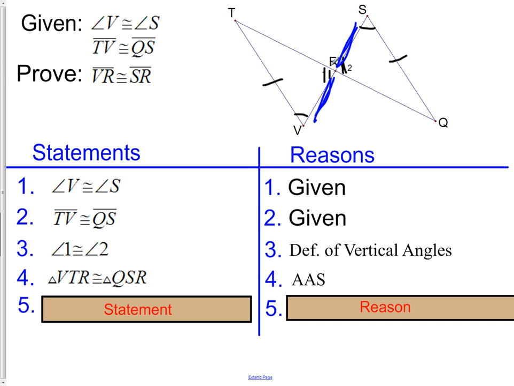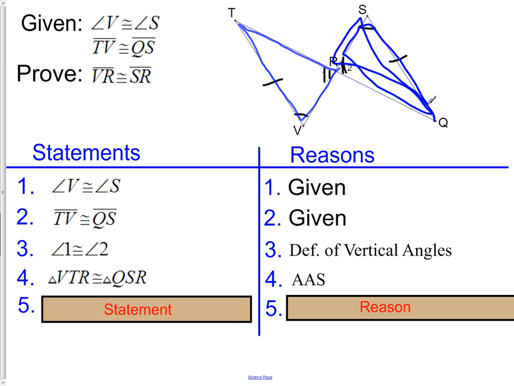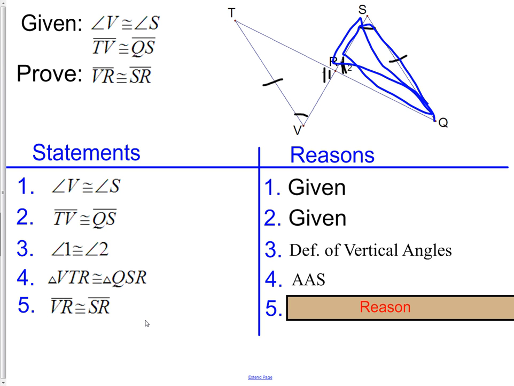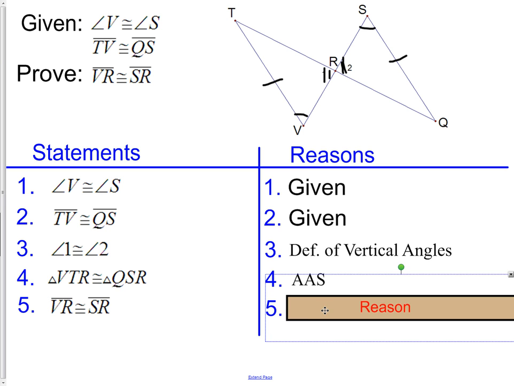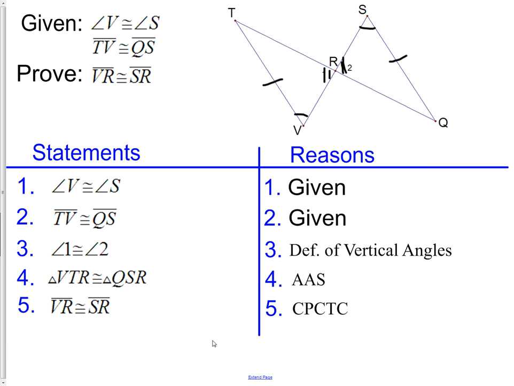Well, what I've done so far is I've proven that this triangle that I'm tracing in blue is congruent to this triangle that I'm tracing in blue. So these two triangles are congruent. Since they're congruent, we can then say that their parts are congruent. VR is congruent to SR, and the reason is CPCTC. Corresponding parts of congruent triangles are congruent.